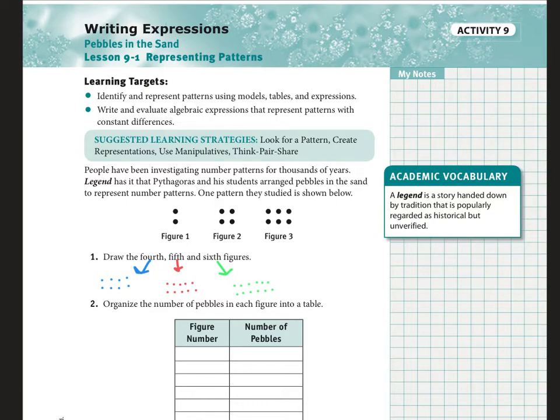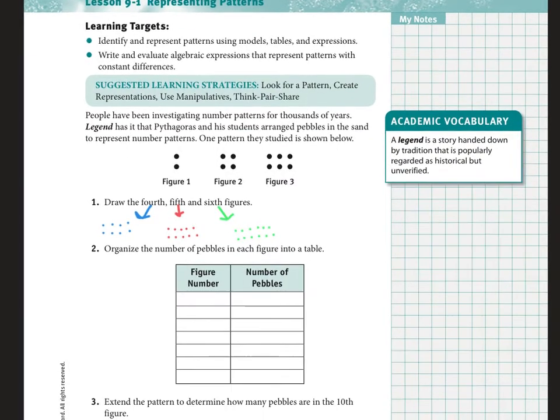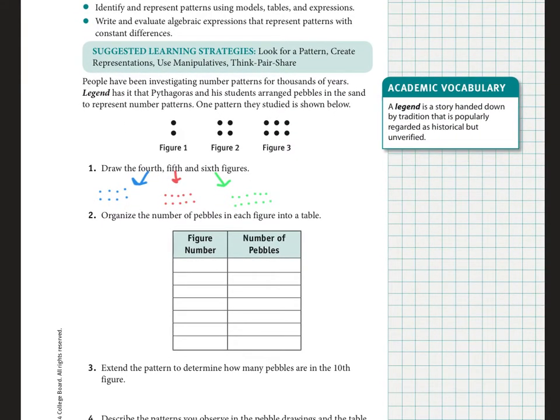Okay, so let's see if we can organize this information into a table and dive into it a little more and see what might be really going on here. The figure numbers, again, are just going to be 1, then 2, then 3, 4, 5, 6, and so on. Now the number of pebbles: in the first figure, there are 2. In figure 2, there are 4. Then it looks like we have 6. And in the ones that we drew, the fourth figure had 8, right?